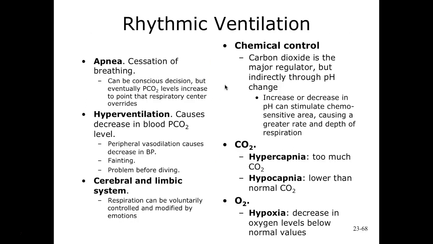Next, let's get into rhythmic ventilation. First, we're going to talk about apnea, which is a stopping or cessation of breathing. This could be a conscious decision, but eventually we build up the partial pressure of carbon dioxide within our arterial blood, and it gets so high that our body overrides our conscious thought. Our respiratory center overrides the thought processes happening in our cerebrum, and our respiratory system takes charge.